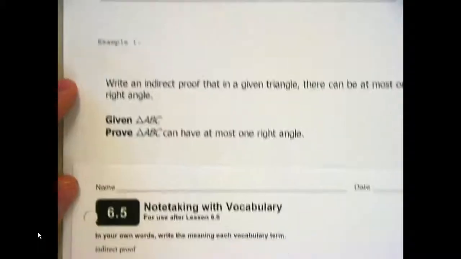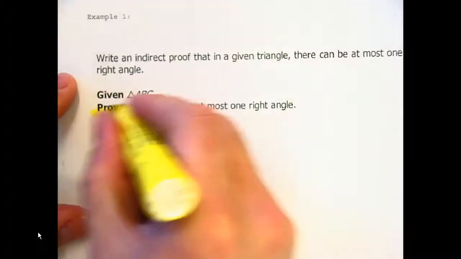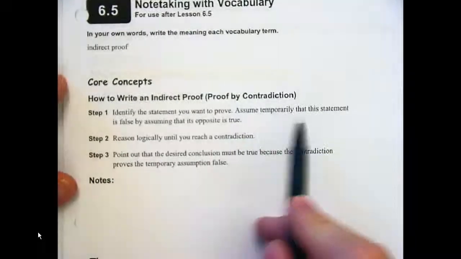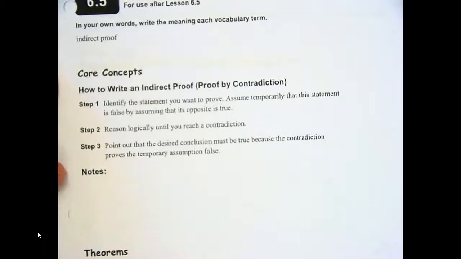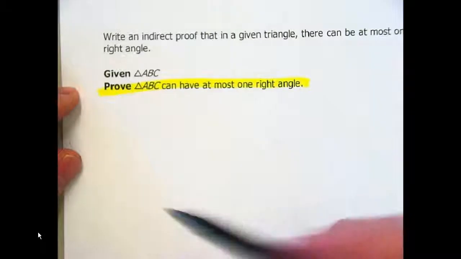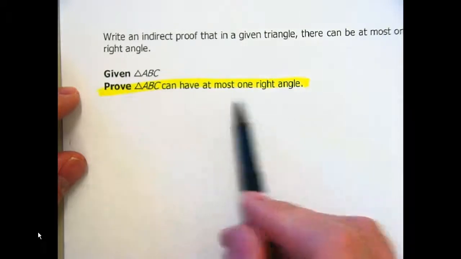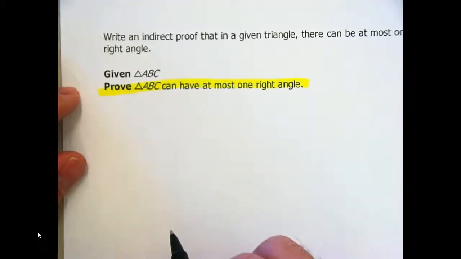Tell your neighbor what that statement is. Okay, very good. Heard a bunch say that. That's what we're trying to prove. We are now going to assume that that statement is false by assuming that the opposite is true. So maybe an opposite statement here could be, rather than ABC can have at most one right angle, let's say ABC has 2 right angles. Okay, so let's start with that.